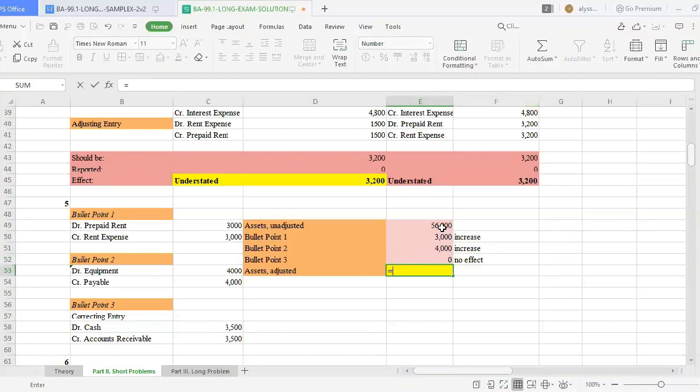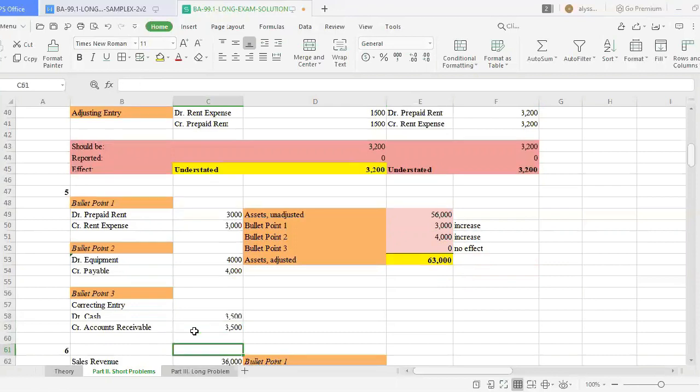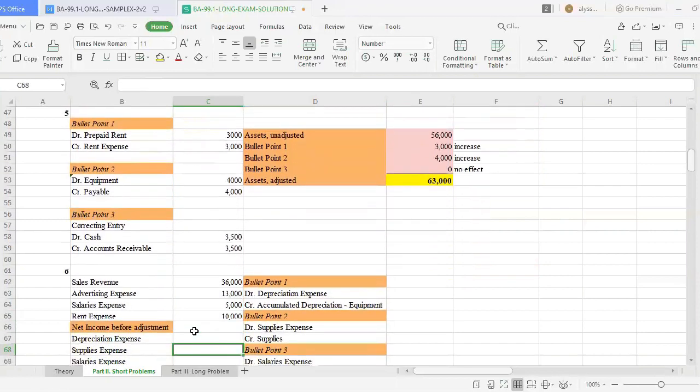So the total adjusted asset is the unadjusted plus the increase of 3,000 and another increase of 4,000. So that's 63,000. So let's go to number 6.